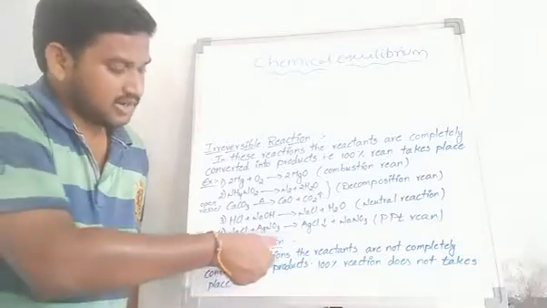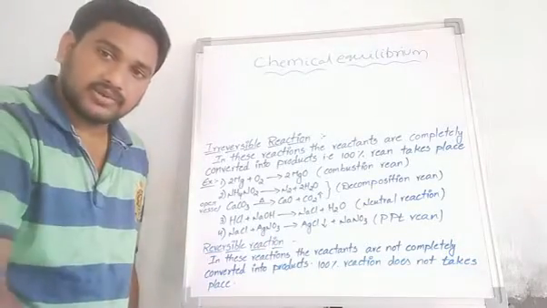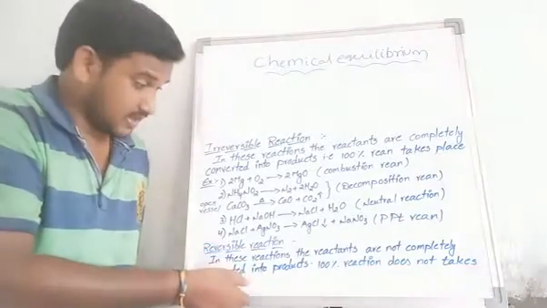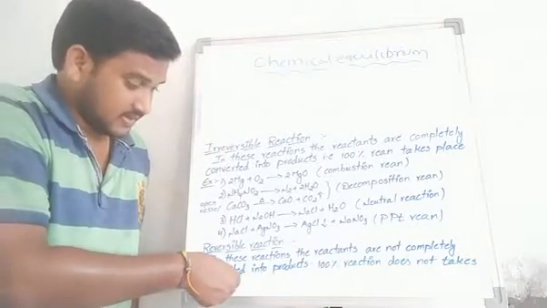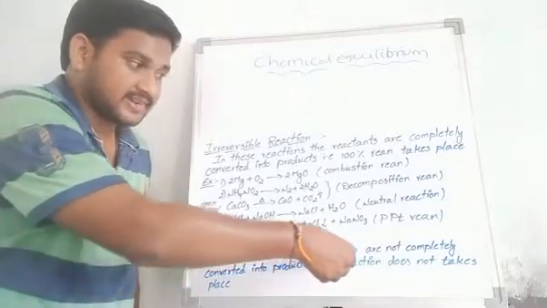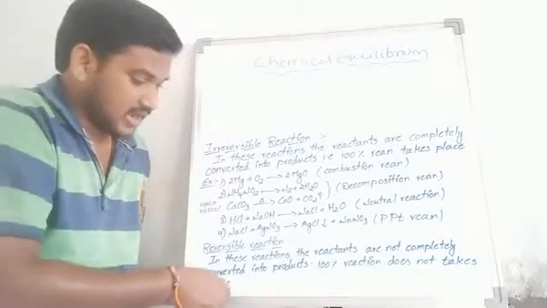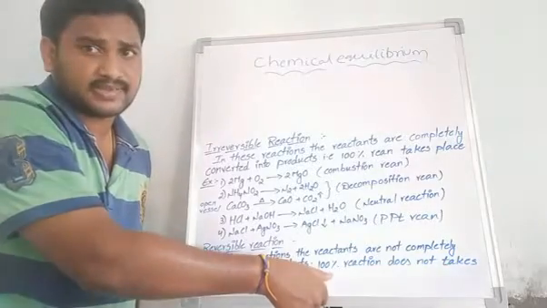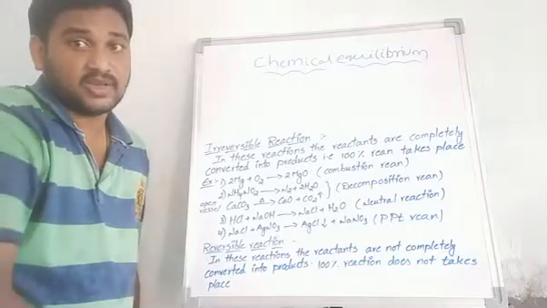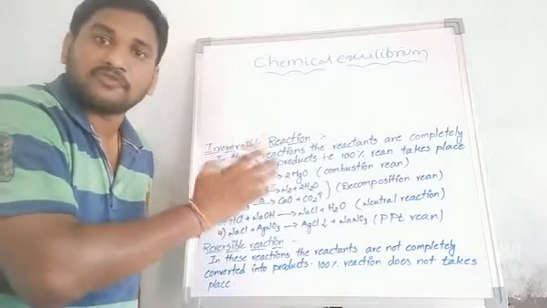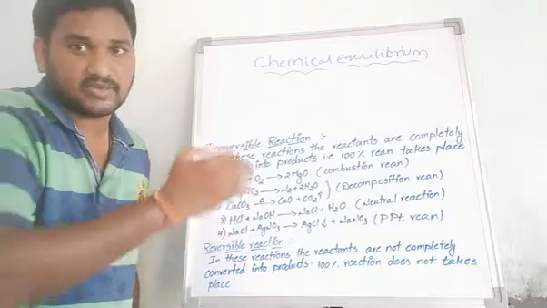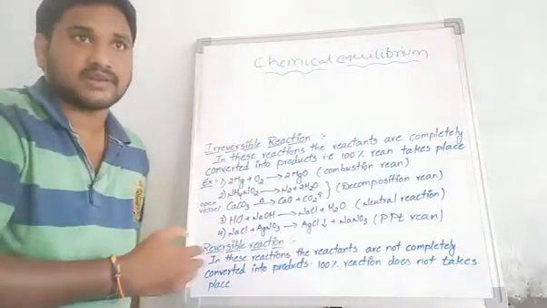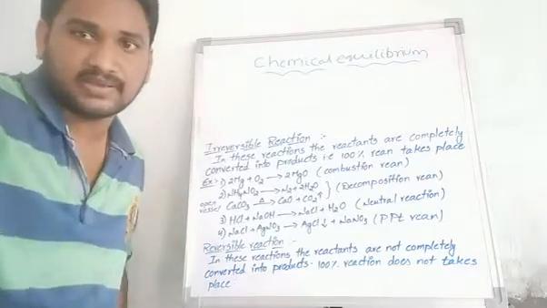Students, let me give the definition. In these reactions the reactants are not completely converted into products, that is, not 100% of the reaction takes place. Only part of the reaction proceeds: the reactant is converted to the product and the product is converted back to the reactant. Half of the reaction takes place.